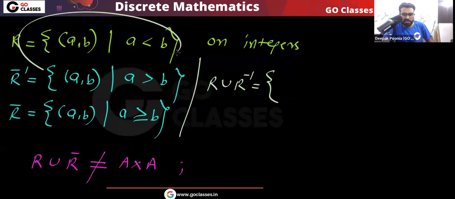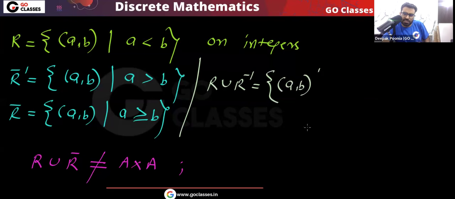Means if I take the union, then I will get all the ordered pairs such that either first element is less than second element or first element greater than second element. I can say that where A is not equal to B. Yes or no? So I can say that R union R inverse is not A cross A. That is not a universal relation. This is what I'm saying. I hope you understood.